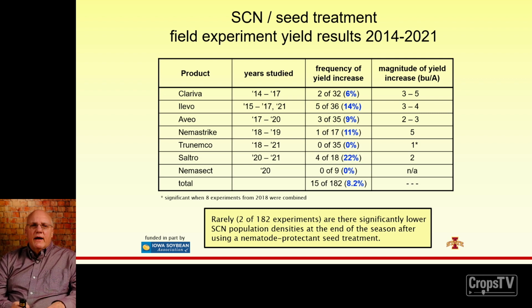And when the protection wears off at some point during the season, there's a healthier root system there because of the protection. And that root system is a great source of food for the SCN population that's still in the soil. And so we see a resurgence of numbers at the end of the season.